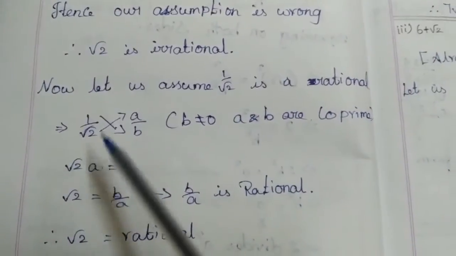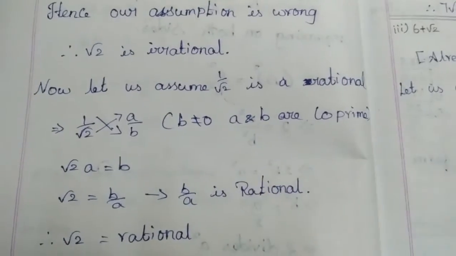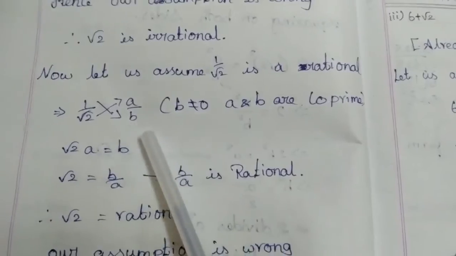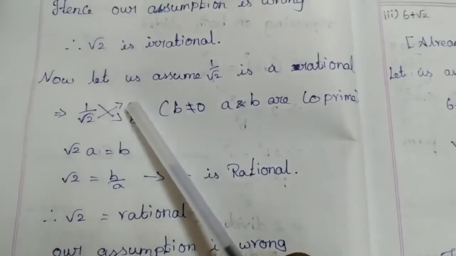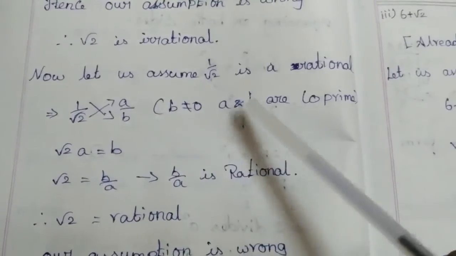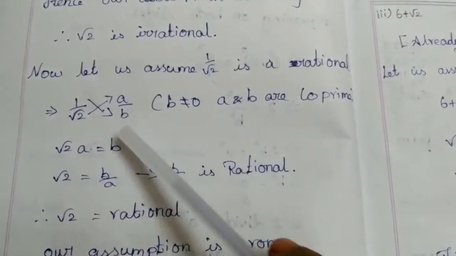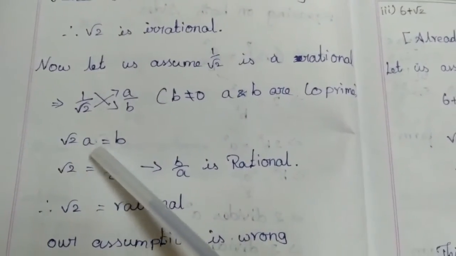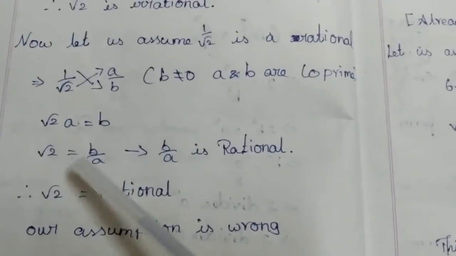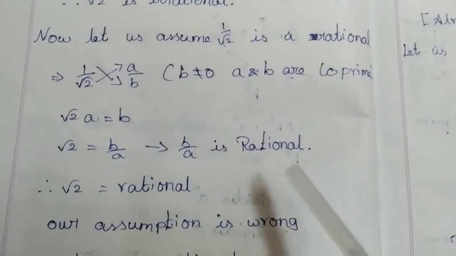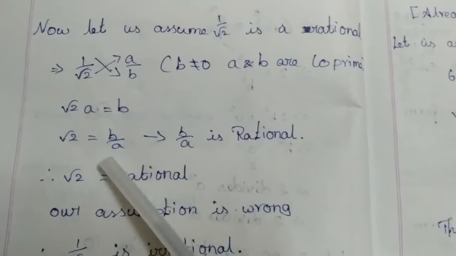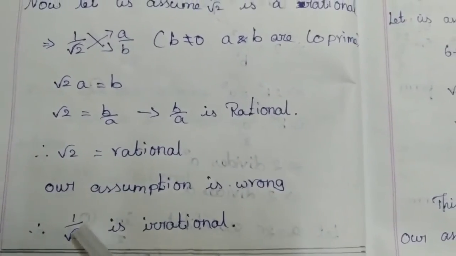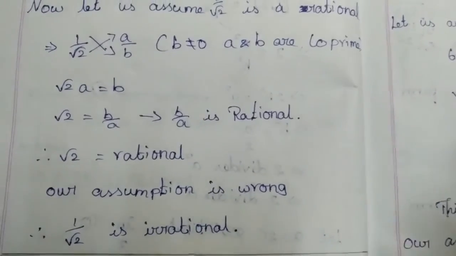Now let us assume 1 by root 2 is rational. So 1 by root 2 is a by b. We need to do cross multiplication. b is not equal to 0, and a and b are coprime numbers. So b is equal to root 2 a. Then root 2 is equal to b by a, and b by a is rational. So root 2 is equal to a rational number. Our assumption is wrong. Hence, 1 by root 2 is irrational.